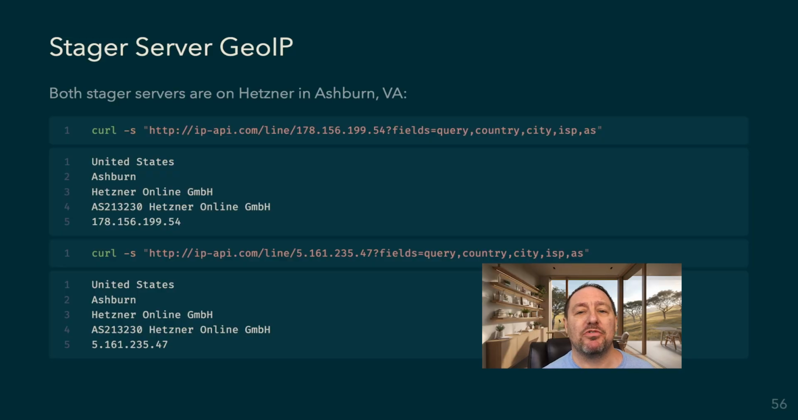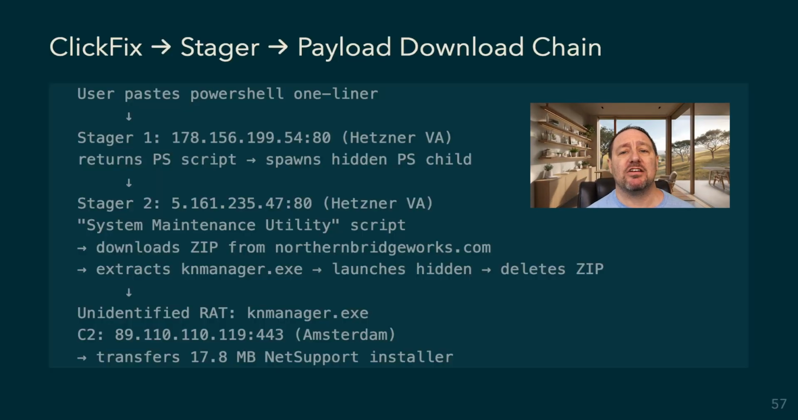Per the GeoIP lookups, this 178 address and this 5 address are both from Hetzner, and they're located in Ashburn, Virginia. They're both in the same ASN number, 213230. Now recall that the redirect, the thunderplanet.hub.top, and the payload, which was northernbridgeworks.com, are both in this ASN, 212312. If you compare them, they're the same parent company, but different subnets. So the attackers spread across subnets like they're diversifying a stock portfolio. Gotta hedge against takedowns.